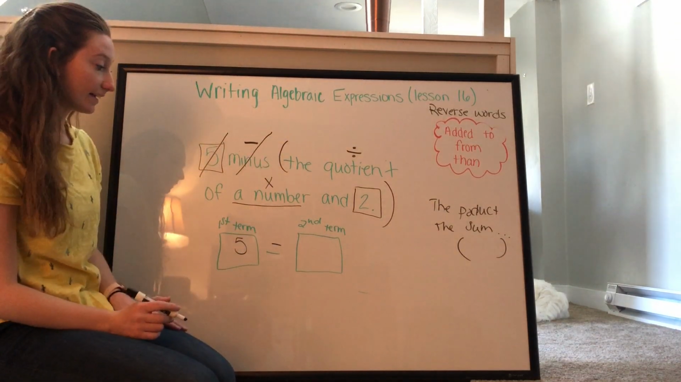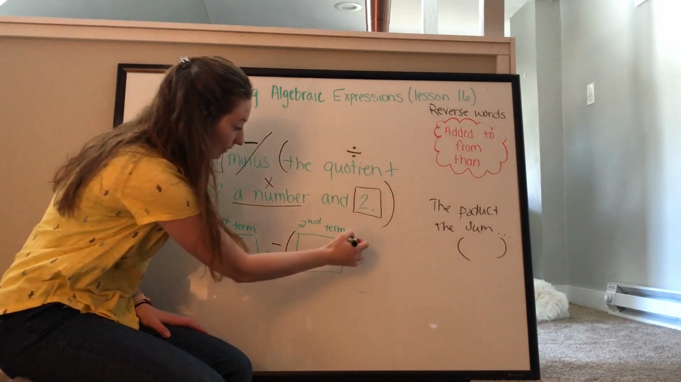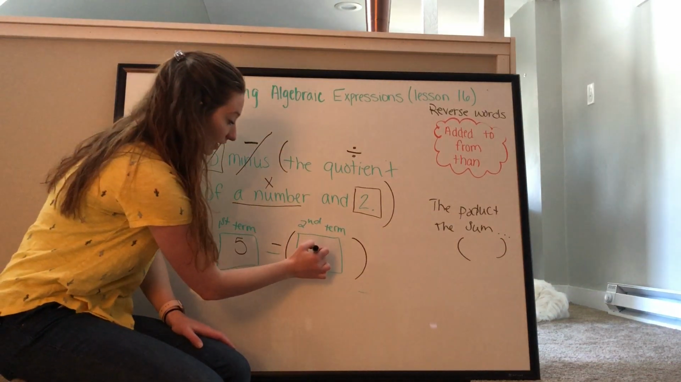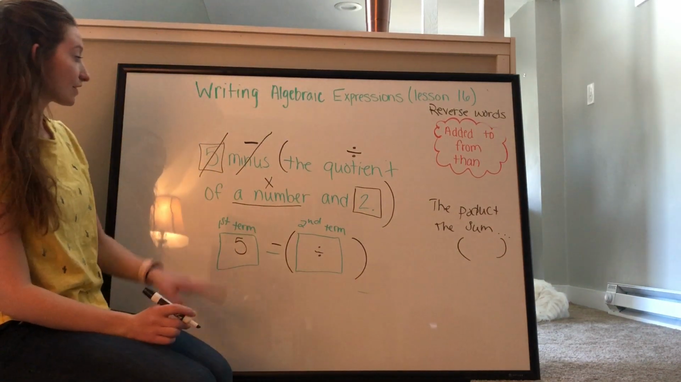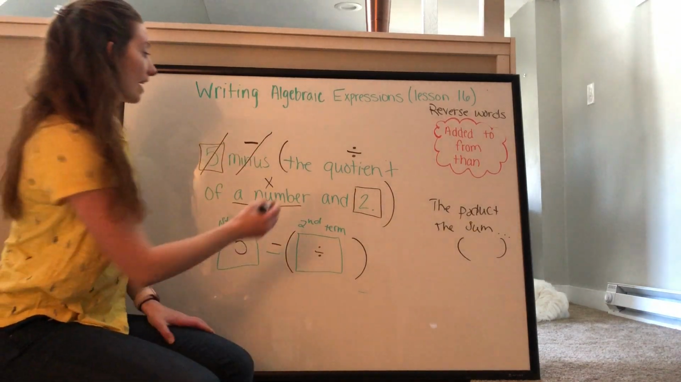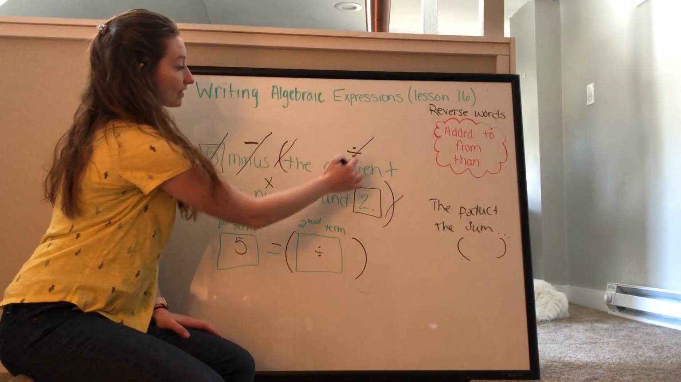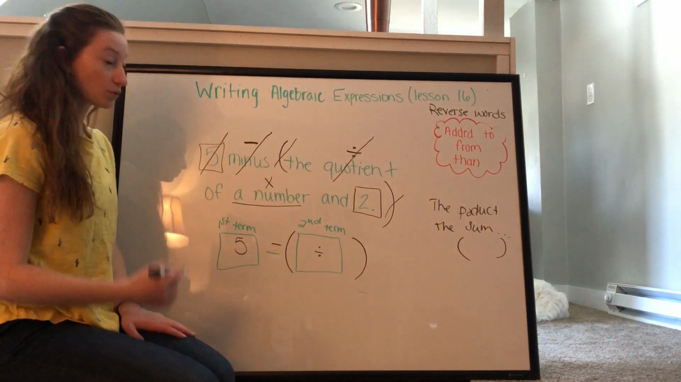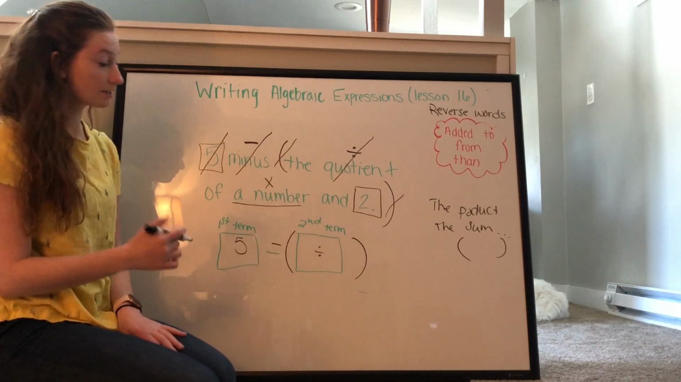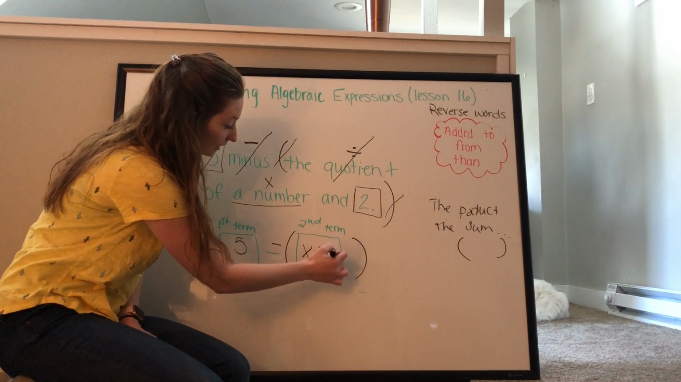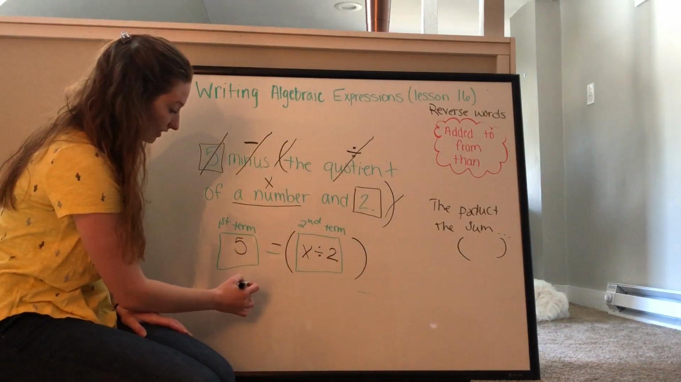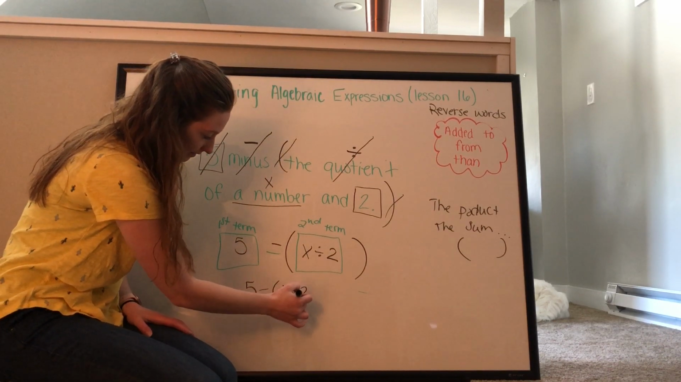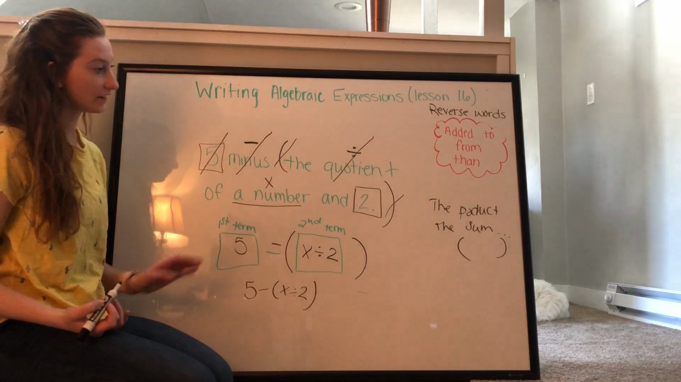And now before I write anything else, I'm going to put my 2 parentheses. So I'm going to put them around my second term. And I know that the operation is going to be division in my parentheses. So I have 5 minus, I have my parentheses done, I have my division done. And now I have a number and 2, which means I'm going to write it just how it is because there are no reverse words. So I'm going to write x divided by 2. And I'll just rewrite this down here so that you can see it without all of the boxes. And it looks like that. And then you are good to go.